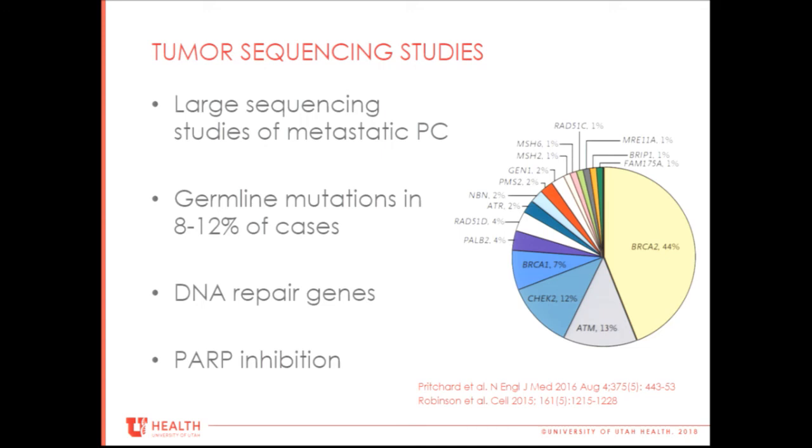There were a number of PARP inhibition trials done at the same time, and it shows that men who have mutations either somatically or germline in any of these panel of genes preferentially respond to this medication. So this knowledge is not just important for the families and understanding heritability, but actually has implications for treatment.